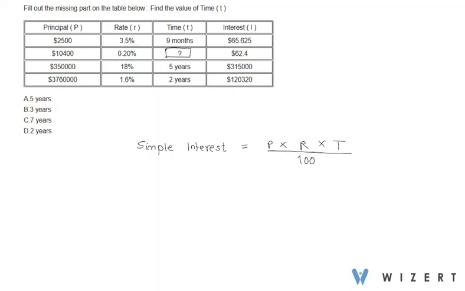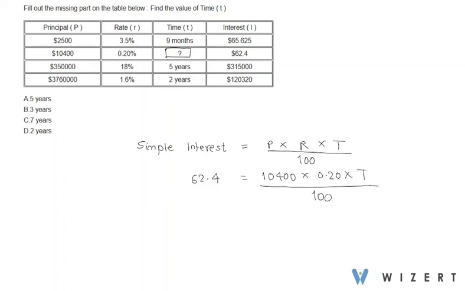Interest is given by $62.4, so we'll write 62.4 over here. Principal is given as $10,400. Rate is given as 0.20%, so that percent will be written like this: 0.20 divided by 100 multiplied by time.